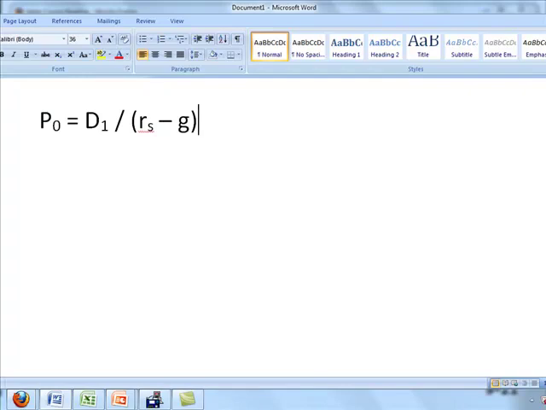Okay, so what we had there, D1 was the next cash flow in the stream. So it was cash flow number 1 on that timeline if you wanted to plot it out. RS was the required return on those cash flows, and then G was the growth rate in the cash flows. Well, here we're not, in the first step anyway, trying to compute the value of the stock. We're trying to compute the value of the entire firm. But the principle is the same.